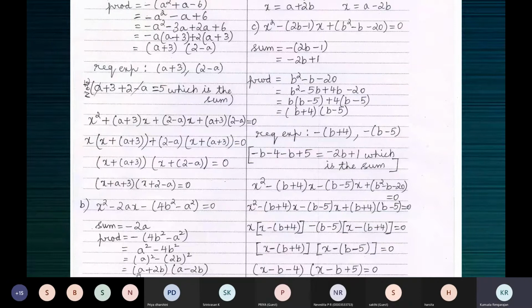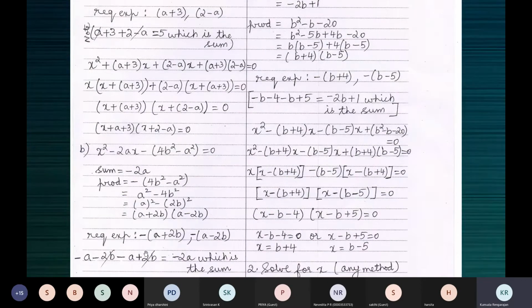Yes, as Srinivasan said, it will be minus of a plus 2b and minus of a minus 2b, because when you fix a minus sign to both, what happens here? Now, see, I put a comma here, children. This is one expression. This is the other expression. These are the two expressions to be taken up to split the middle term. Now we fixed a minus sign. You can fix any sign.